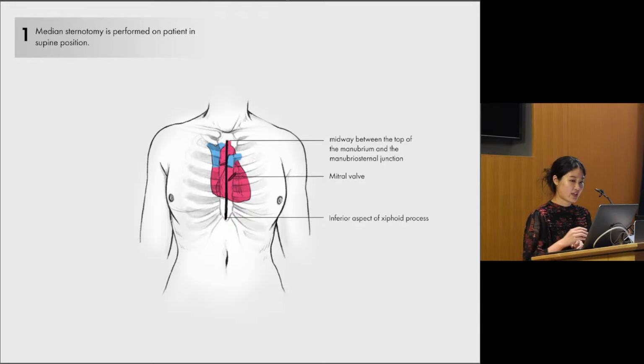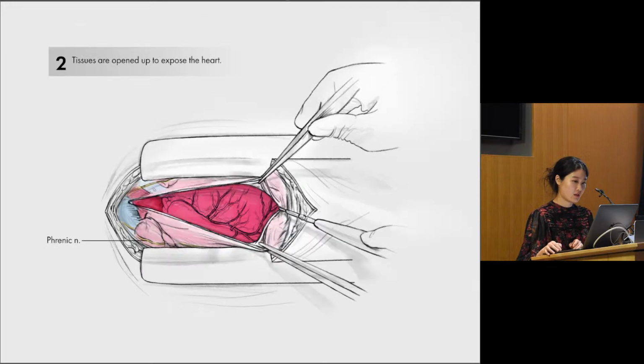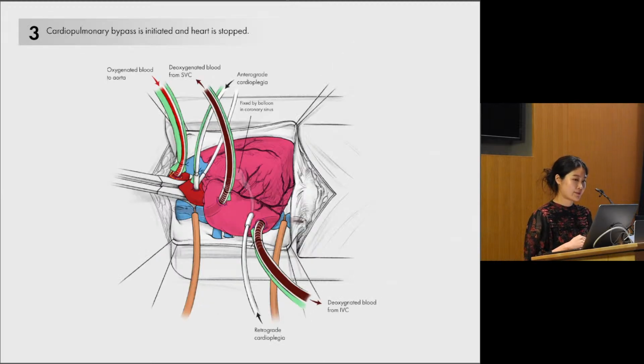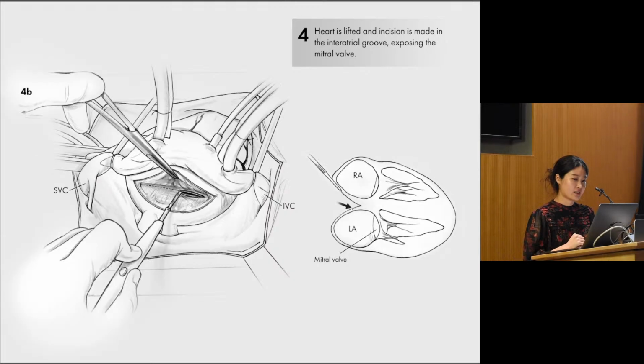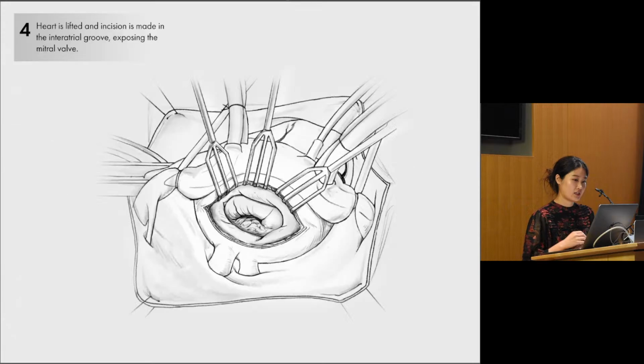The surgery began with a median sternotomy. The pericardium was opened and care was taken not to damage the phrenic nerve. Once the heart was exposed, cardiopulmonary bypass was connected and the heart was stopped. Then the mitral valve was exposed, which was done in 2 steps. First, the heart was lifted, then an incision was made in between the sulcus terminalis and the 2 pulmonary veins. A second incision was made to enter the left atrium, exposing the diseased valve.